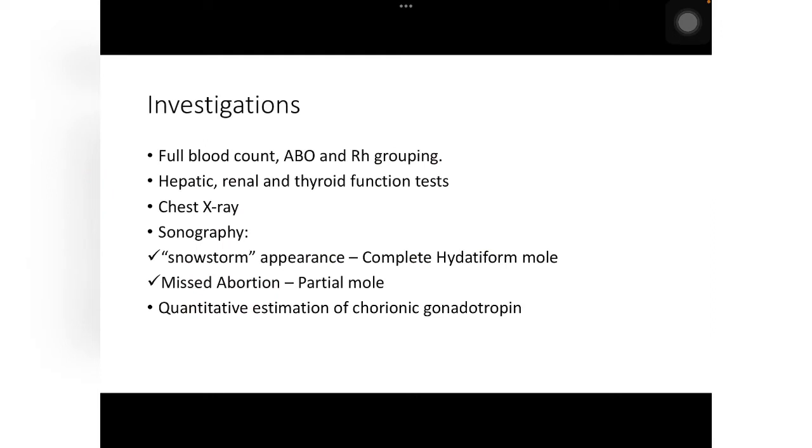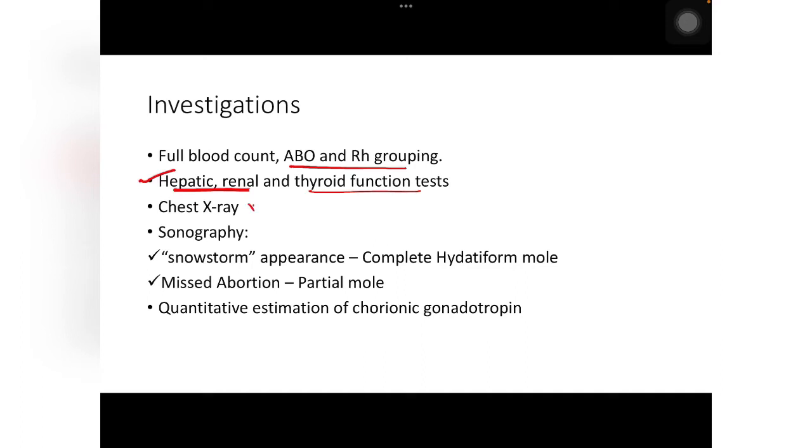So what are the investigations we want to do? First, a routine full blood count, because there can be a chance of concealed hemorrhage and everything. The main thing is to do a blood grouping and typing, because these patients can land up in hemorrhage anytime. So do blood grouping and typing, send the blood for cross matching, reserve blood and keep it in hand. Hepatic, renal, thyroid function tests are everything important, because I have already told you there is more chance of thyrotoxicosis, so send a thyroid function test. Do an RFT and LFT. Both are very important again, because I told you there is a chance of severe preeclampsia.